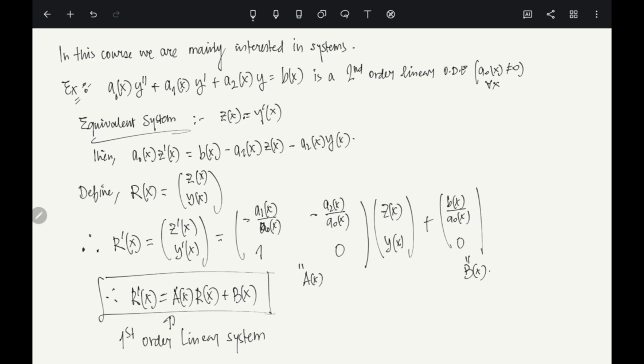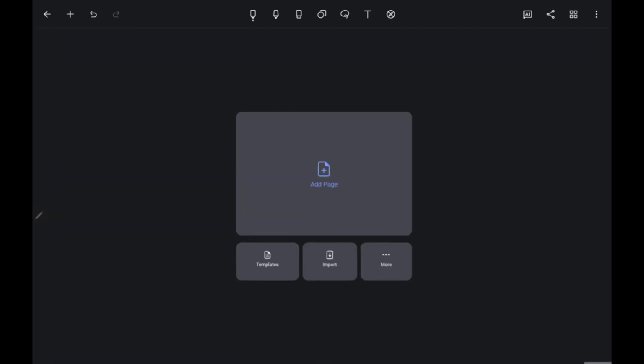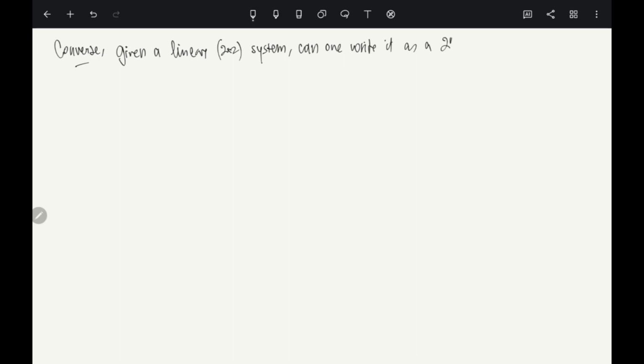Clear? Now, if I give you a first order linear system, can I write it as a second order linear equation? Now let's look at the converse. Given a linear system, let's say a 2 cross 2 system, can one write it as a second order linear equation? The answer is not possible, and you have to please find an example.